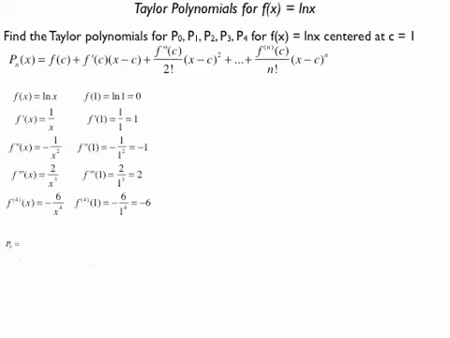So the 0 degree polynomial is just the constant. It's just f evaluated at c. It's just f evaluated at 1. So p sub 0 is 0.